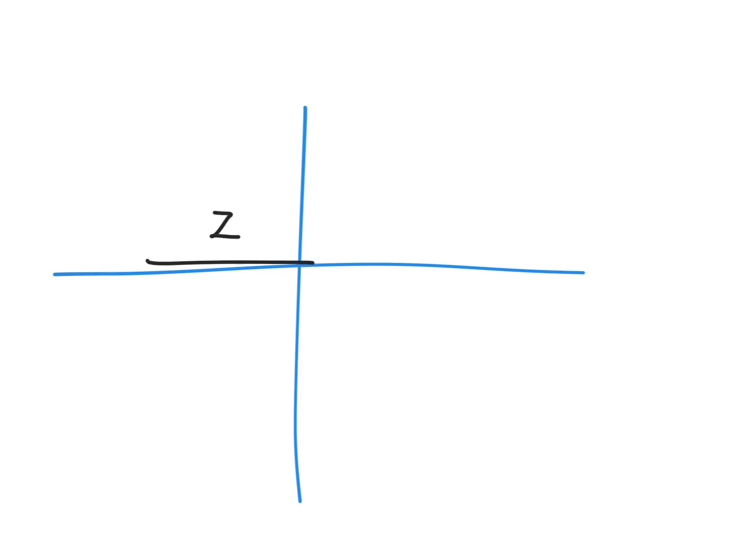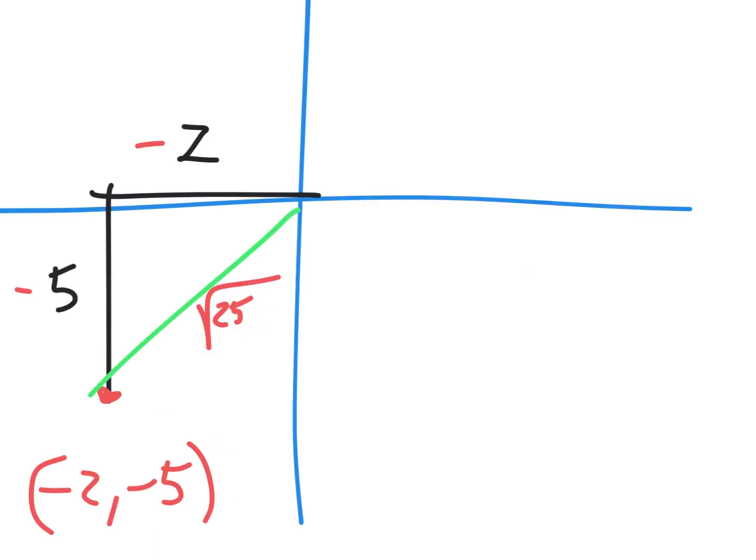That's 2, that's 5. What is its name in rectangular? That's too easy. -2, -5. But what is its name in polar? I'll pause while you try that one. Okay, I'm going to do square root of 25 plus 4. Would you get square root of 29? You guys add that too?